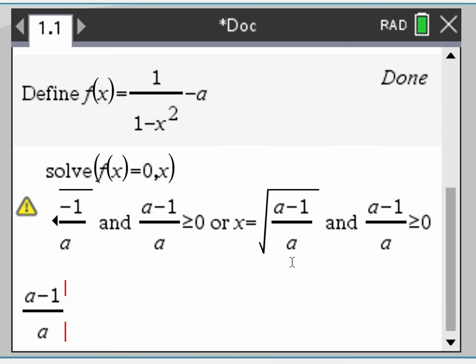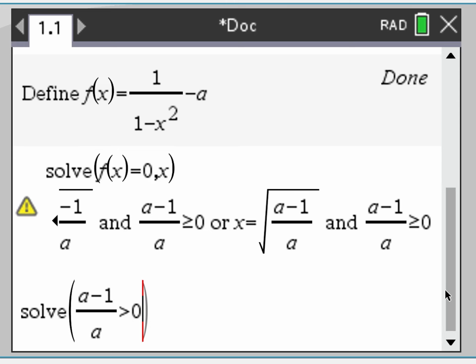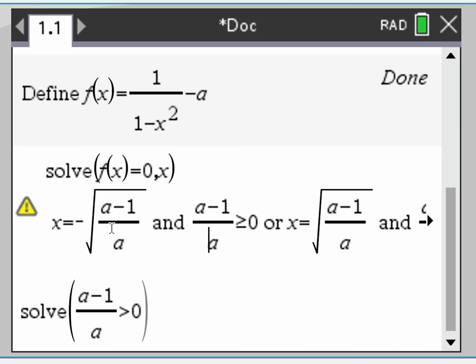Okay, so if I do solve, that has to be greater than 0. It can't be greater than or equal to 0. The reason being that if it's equal to 0, then this would become negative square root of 0, and this would become positive square root of 0. So we'll only have 1 intercept. We want 2. So it has to be greater than 0.